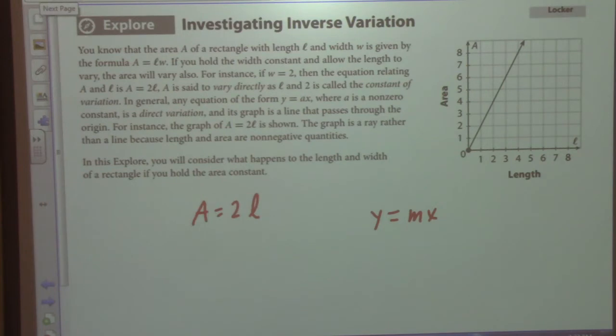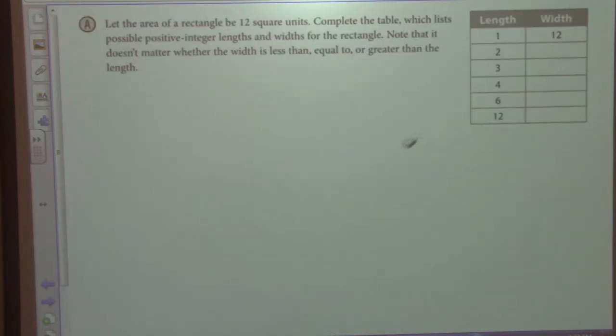Now we go to another situation where we say let the area of a rectangle be 12 square units. Complete the table which lists possible positive integer lengths and widths for the rectangle. Note that it doesn't matter if the width is less than, equal to, or greater than the length. If the area is 12 units, the length is 1 and the width is 12. If we have a length of 2, what is our width going to be? The question is, what times 2 equals 12? And what is that? 6.